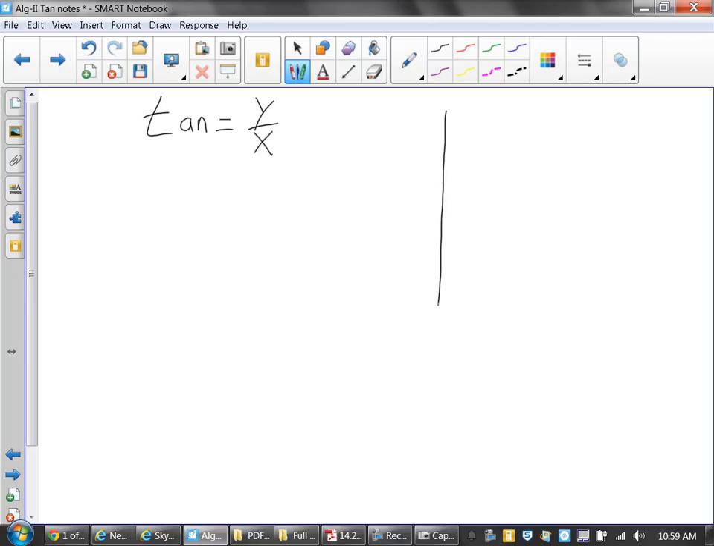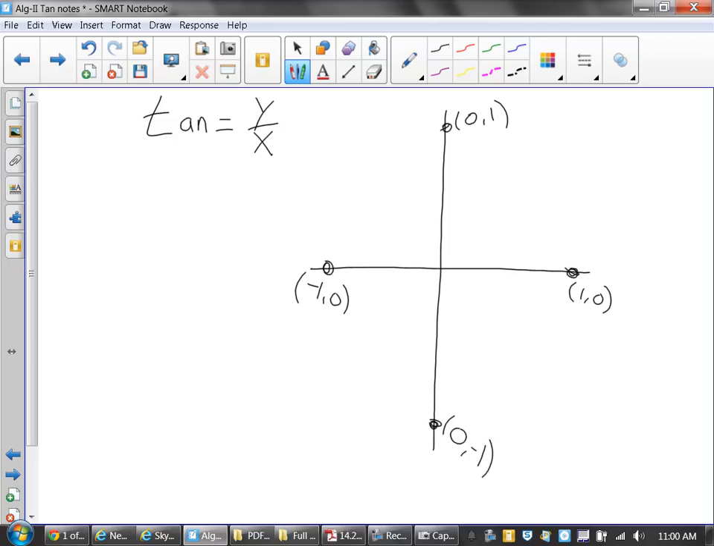So let's draw out a quick unit circle and put the quadrantals in. Let's see, it's (1, 0), (0, 1), (-1, 0), and (0, -1). As we go around the circle, one full revolution is how much pi? 2 pi. So this is 0, pi over 2, pi, 3 pi over 2, and 2 pi.